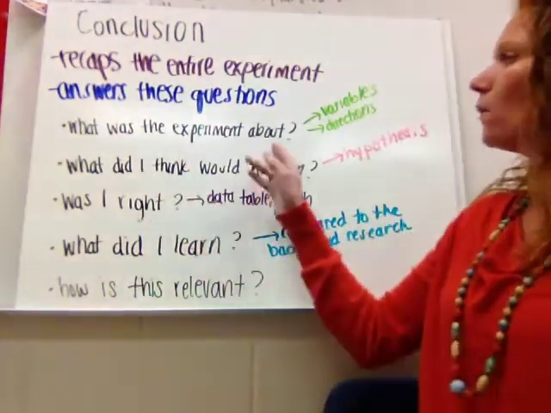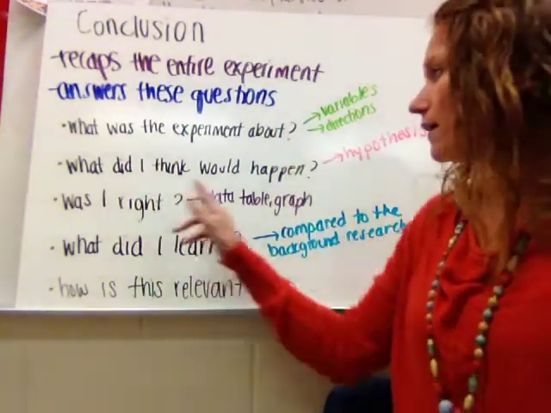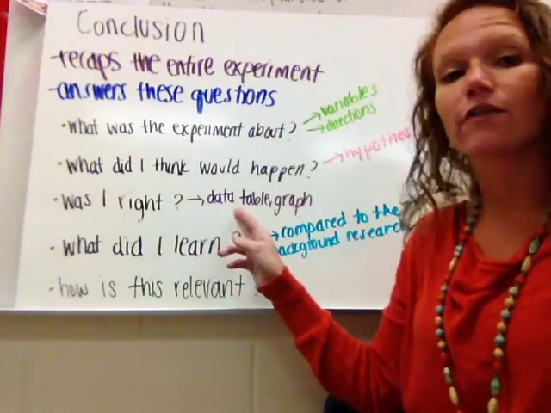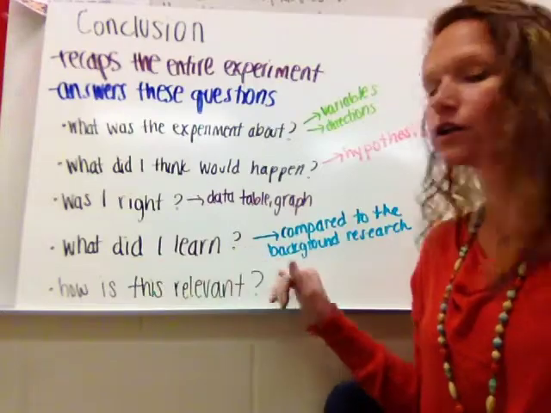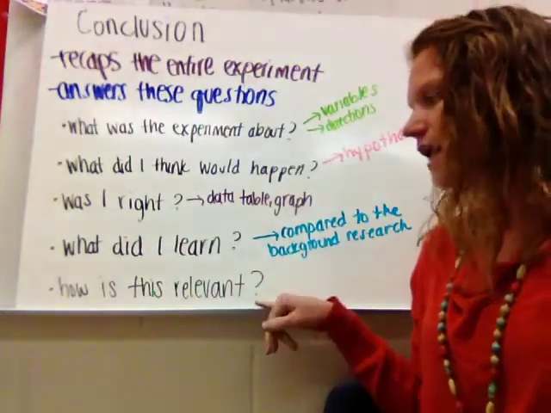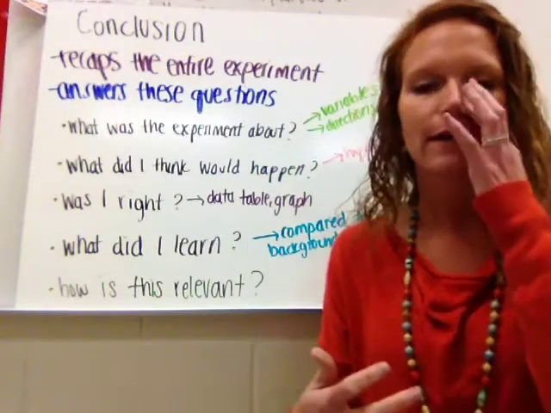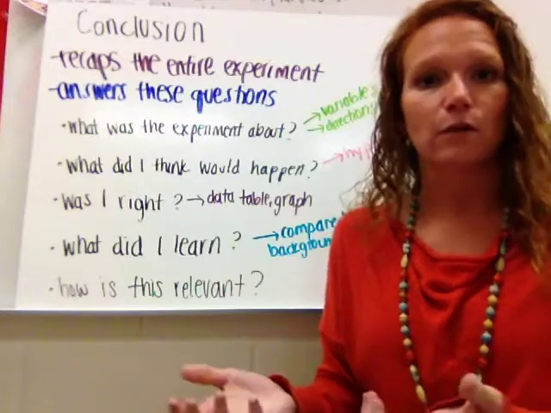For example, what was the experiment about? That asked you about the variables and the directions. What did I think would happen? That was your hypothesis. Was I right? You reference your data table and your graphs for that one. What did I learn? You're going to compare it to your background research. And how is this relevant? That is the plan of action. Where do we go from here? How do I take this information from this experiment that I've done and do something with it?